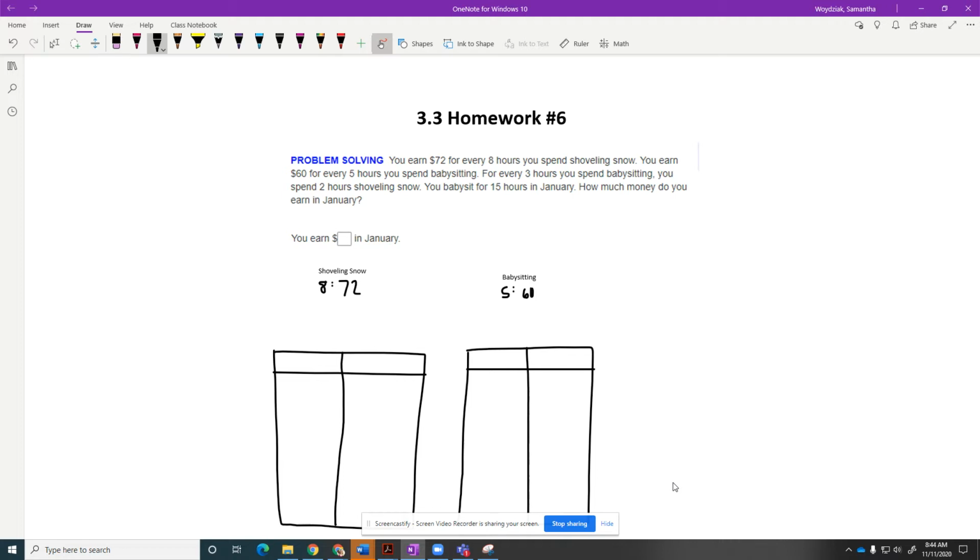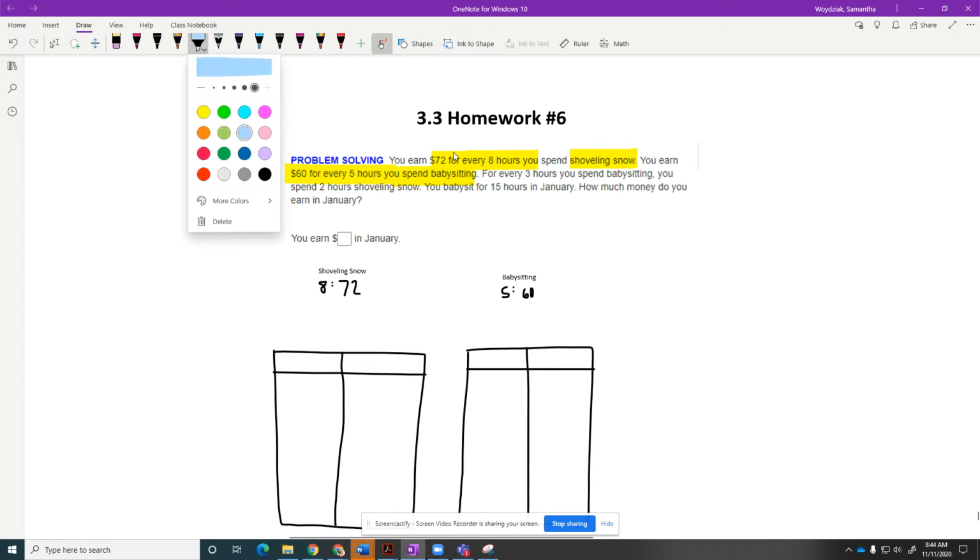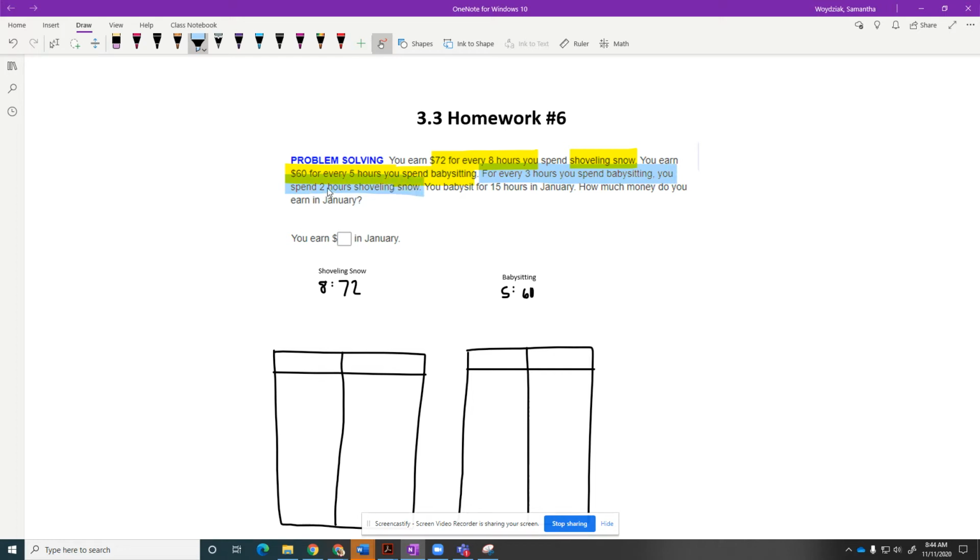So this says you earn $72 for every 8 hours you spend shoveling snow. You earn $60 for every 5 hours you spend babysitting. Okay, so you can see I already wrote down the ratios. So for shoveling snow, for every 8 hours, it's $72. For every 5 hours of babysitting, it's $60. And then it adds in one more thing, which makes this problem even trickier. It says for every 3 hours you spend babysitting, you spend 2 hours shoveling snow. You babysit for 15 hours in January. How much money do you earn in January?